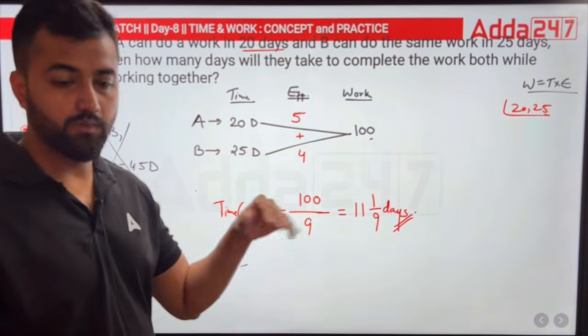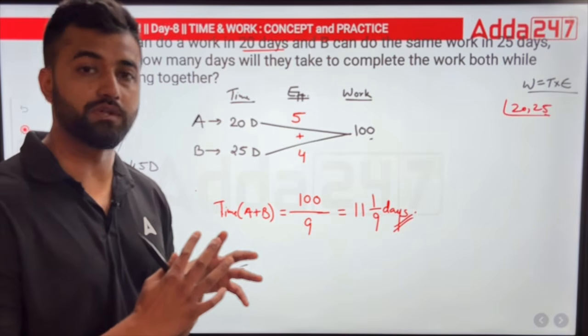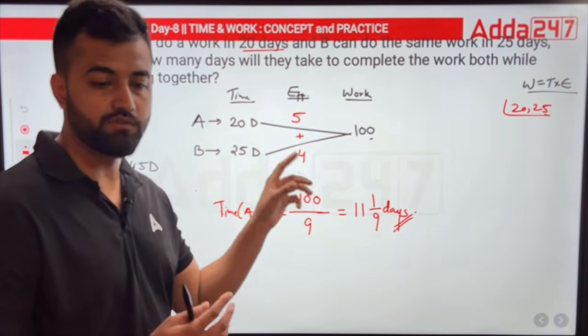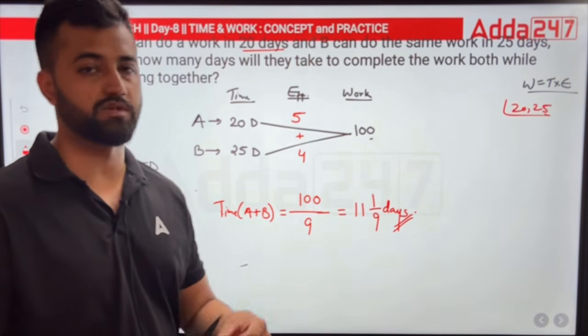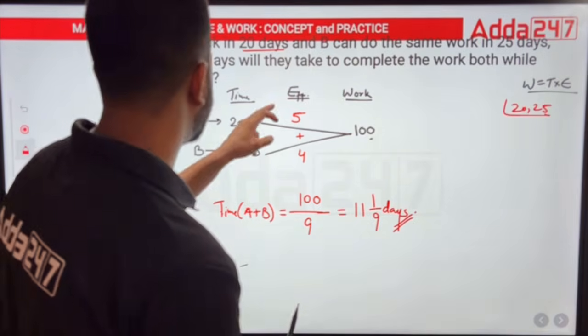But now A and B are working together, so both of their efficiencies will be utilized. So A's efficiency is 5, B's is 4, so 5 plus 4 is 9. In that case, they will require 1 by 9 days to complete the work. Okay? Very good.